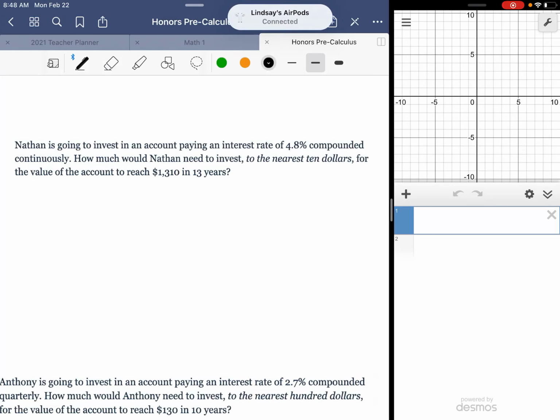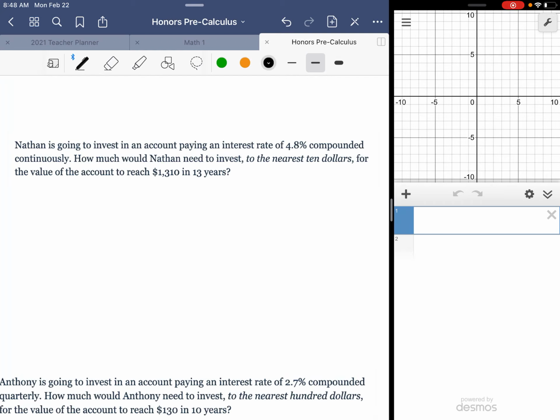All right, for this next section of exponential and logarithmic equations, we're going to be looking at learning how to solve for the initial value. We're going to learn how to solve for the rate, and then we're going to do a little bit more comparing between two particular situations. So we're going to start by finding out how to find the initial value.